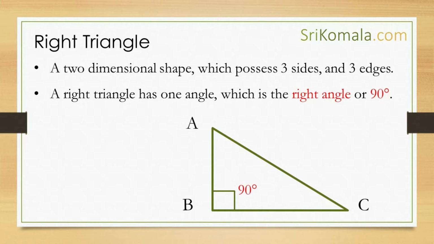For example, this triangle is called triangle ABC. It has 3 edges, which are point A, point B, and point C. Moreover, the angle of B is a right angle, or 90 degrees.